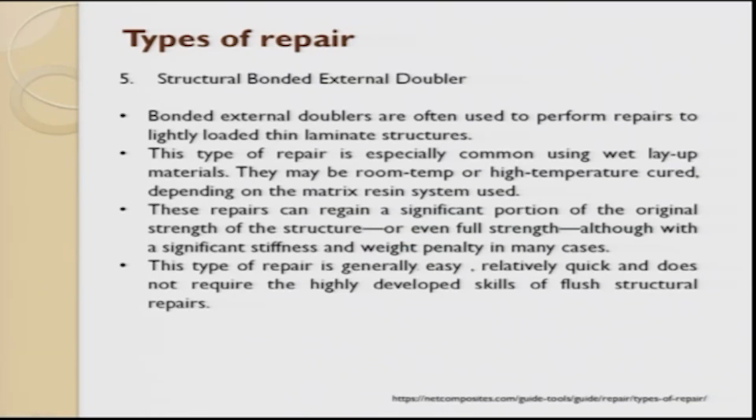So, the last one is going to be structural bonded external doubler. So, here what we do is we bond external doublers, which are used to perform repair on light loads on thin laminates. So, this is for thin laminates.